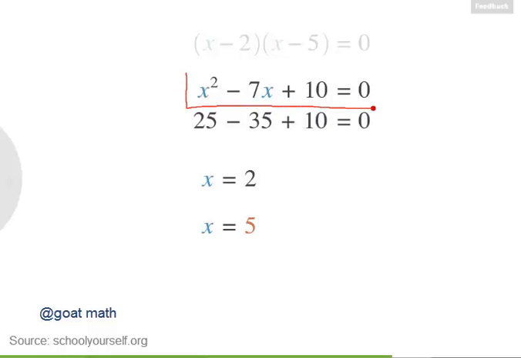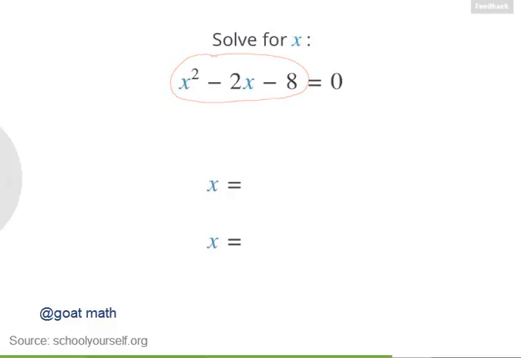So if you have a polynomial that's equal to 0, one way to find the solutions is to factor the polynomial. Try another example. Suppose x squared minus 2x minus 8 equals 0. Can you solve this equation for x? So first, try factoring this quadratic, and then set each of the binomials equal to 0 to find your two answers. And if you get stuck, feel free to ask for a hint.